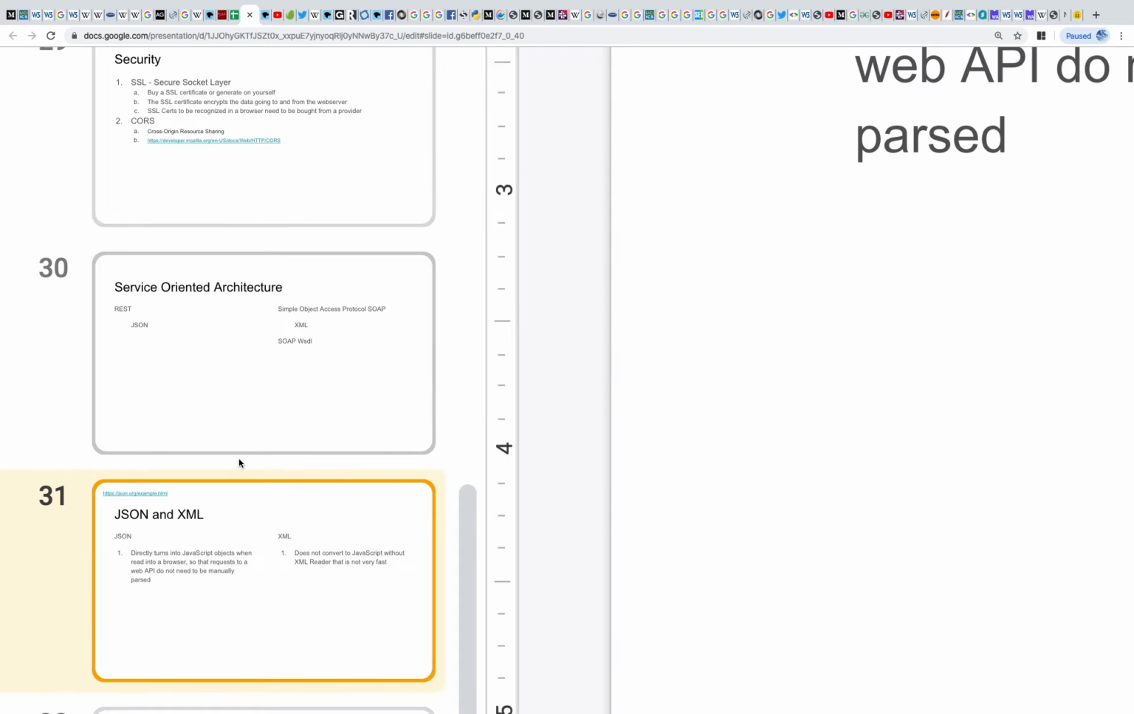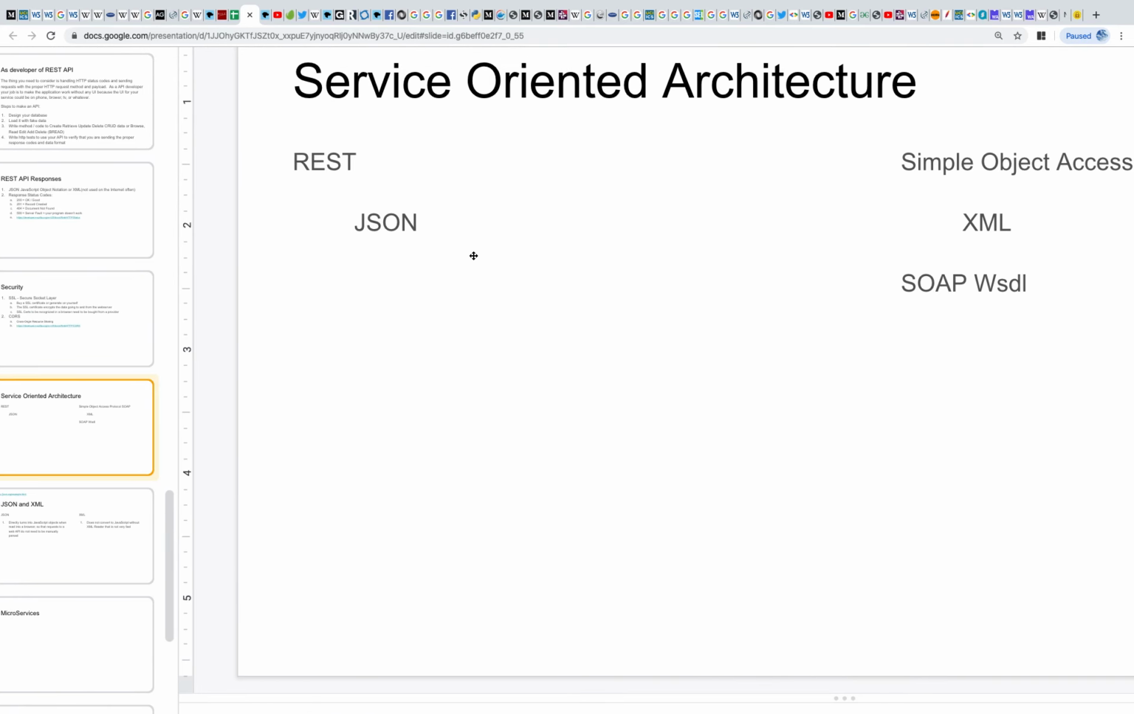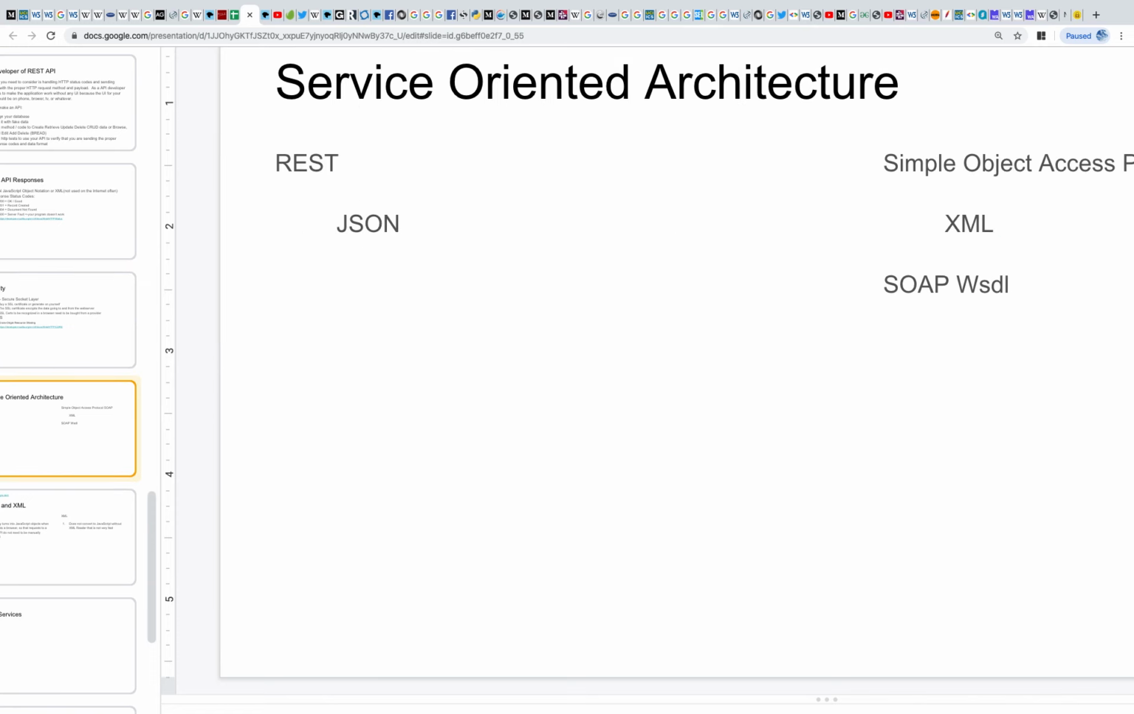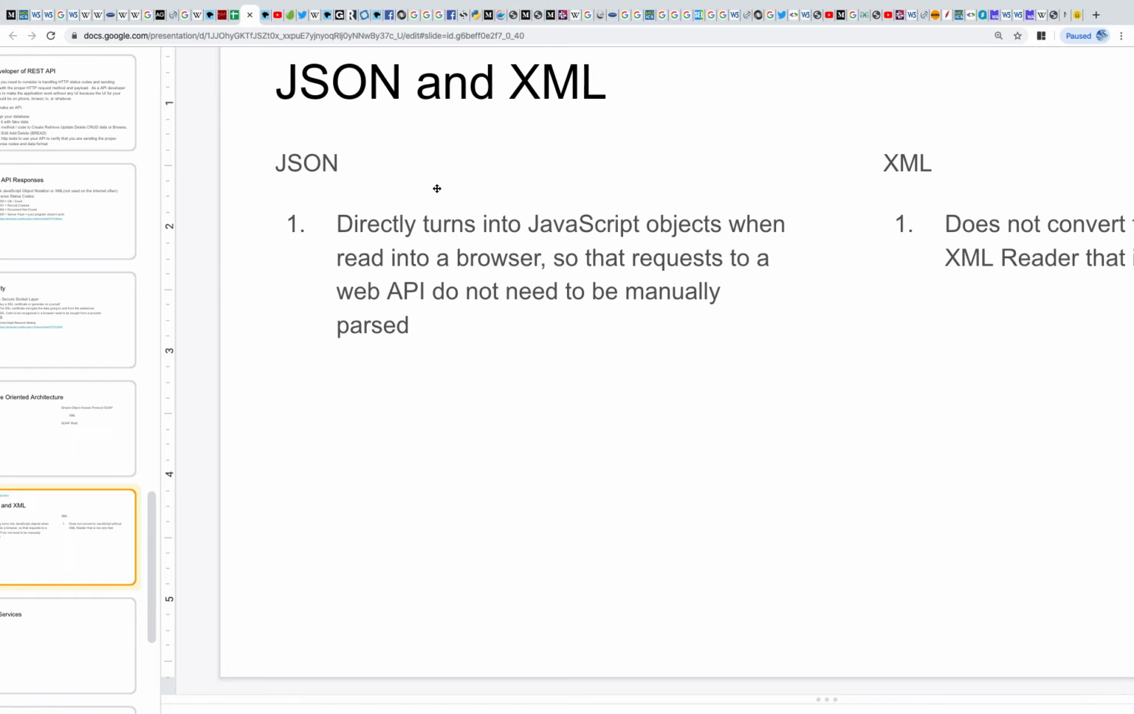Now, JSON. The big thing about JSON is that it stands for JavaScript Object Notation, and the reason why we use JSON is that it directly turns into JavaScript. So when I send JSON from my API server, which could be written in C#, it goes directly into the memory of the browser as an object. It doesn't have to be parsed. It just pops in as an object. It's magic.